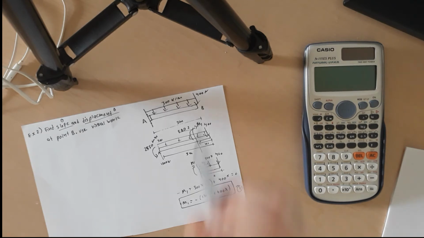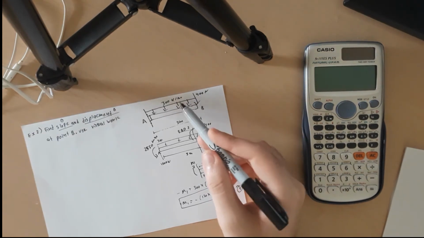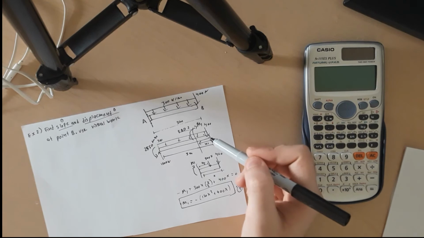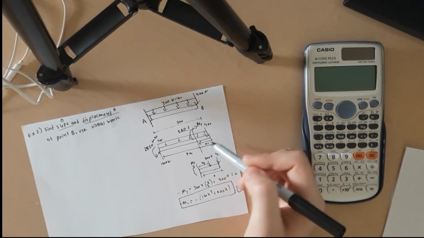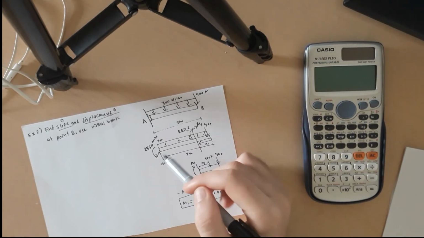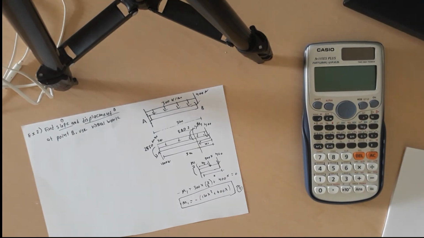So this is one case where if you're finding a slope and displacement at B and you cut it this way, you don't have to find the reaction that way. Now that we found our moment for the real loading and the real beam, we have to draw the free body for the virtual beam, and which one doesn't matter, any of them. I'm going to draw it for displacement first.